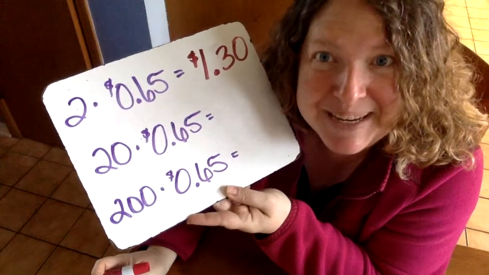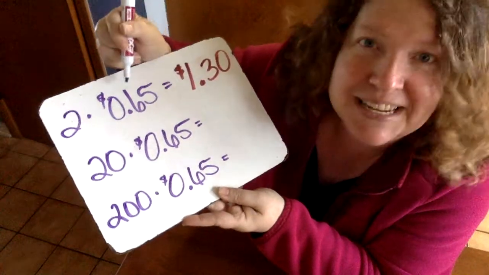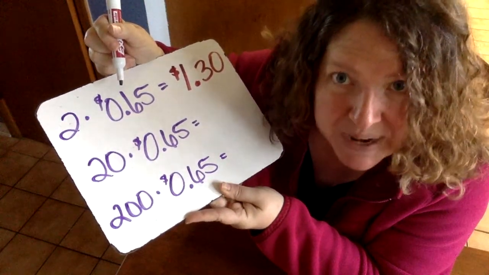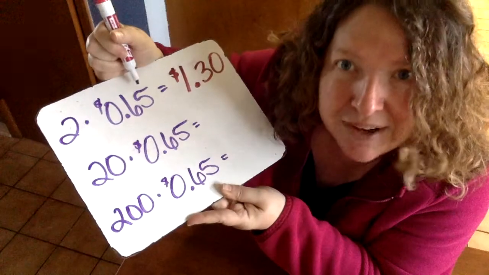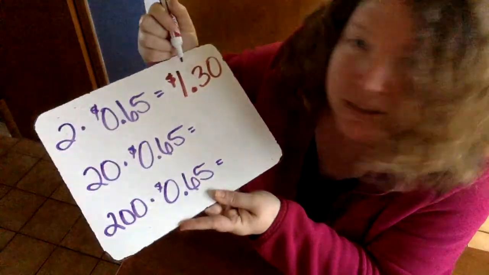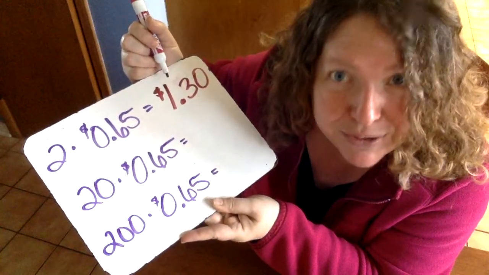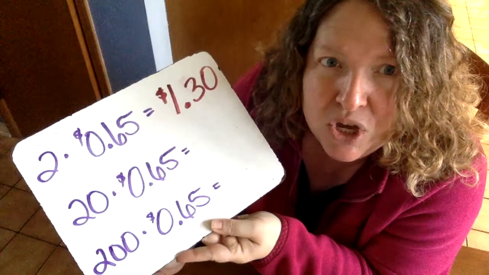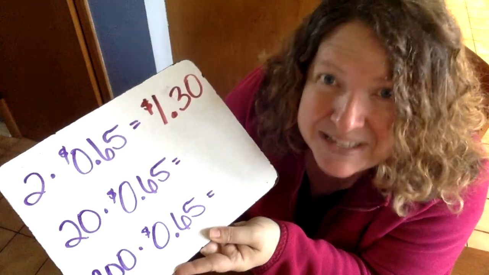Well, I hope you said it would be $1.30. 60 cents and 60 cents is $1.20, and another 5 cents and 5 cents is another 10 cents. $1.20 and another 10 cents is $1.30. So I hope you said it'd be $1.30. What if we did 20 groups?